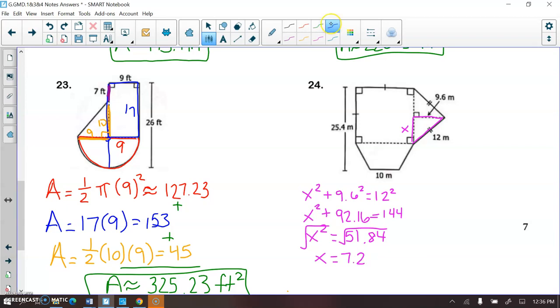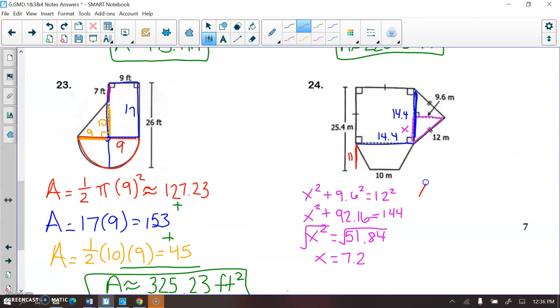Now this helps because if I multiply that by 2, that gives me the base of the triangle, and it also gives me the length of my square. So the length of my square and the base of the triangle are 14.4. So I now have enough information to find the areas of all 3 of these figures. Since this is a square, this side is also 14.4. And the height of my trapezoid is going to be that 25.4 minus the length of my square, which is 14.4, so the height of my trapezoid is 11.